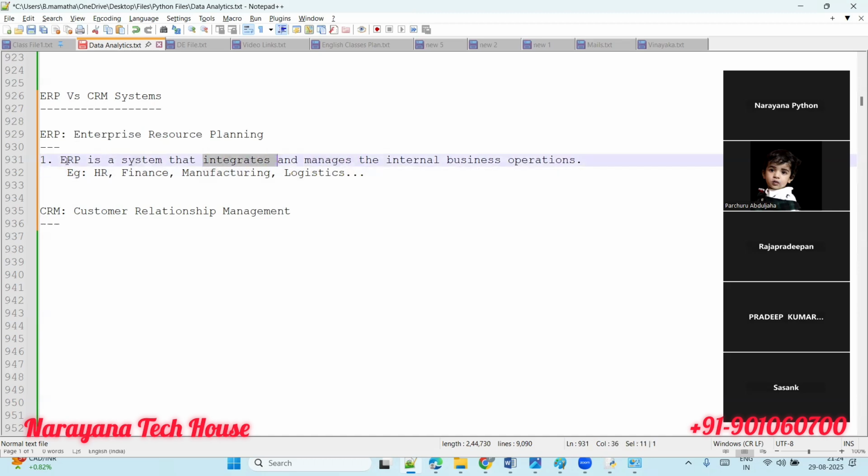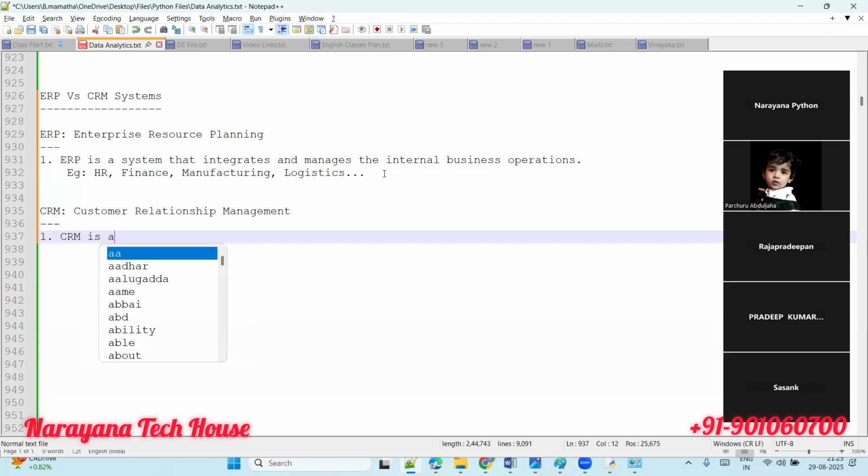Integrates means that this system allows all these operations, plus in the same system we can manage them. So it integrates and manages the internal operations. These all are internal operations, guys: maintaining HR data, finance, manufacturing, logistics. These are internal data. Now I'll compare both and explain, guys. That is easy to understand.